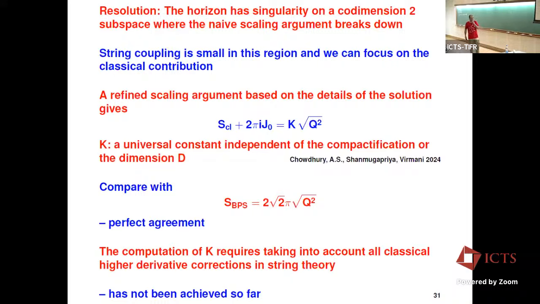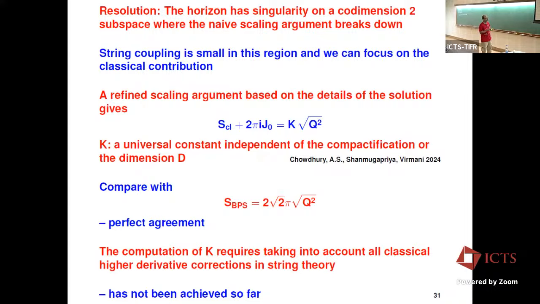It turns out that there is a resolution to this, and the resolution is that the horizon has a singularity on a codimension 2 subspace where the naive scaling argument breaks down. And on this codimension 2 subspace, the string coupling is small, so that we can just focus on the classical contribution. You don't have to worry about the string loop effects. And then there is a defined scaling argument, and this depends on the details of the solution. We cannot get this result without looking at the details of the solution.